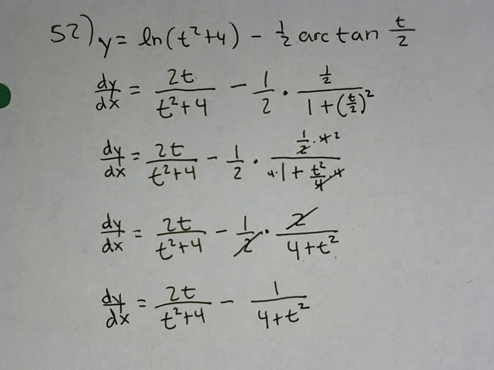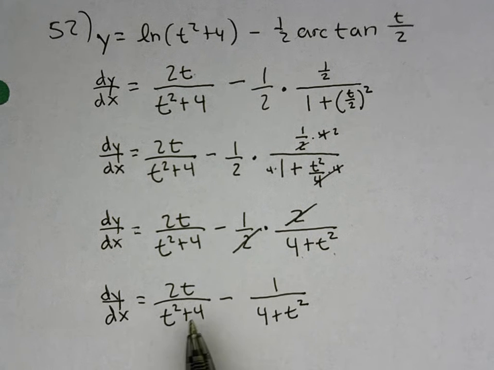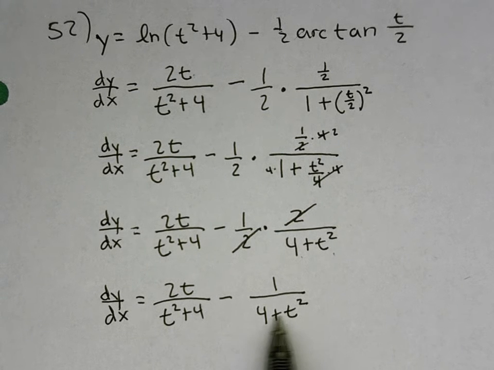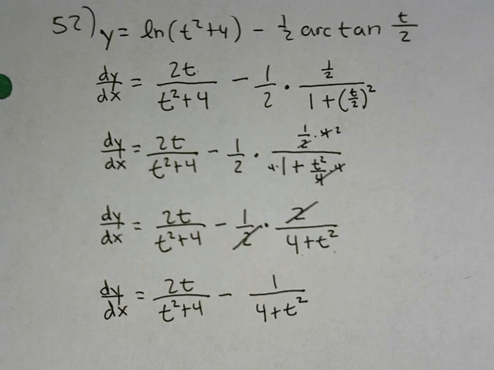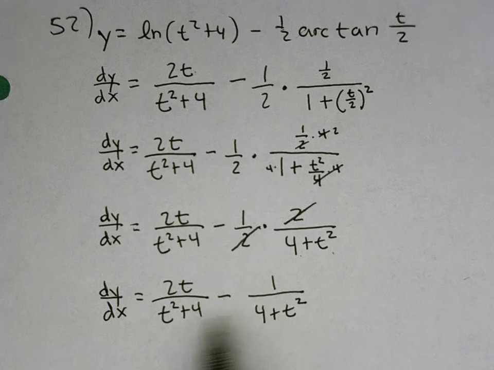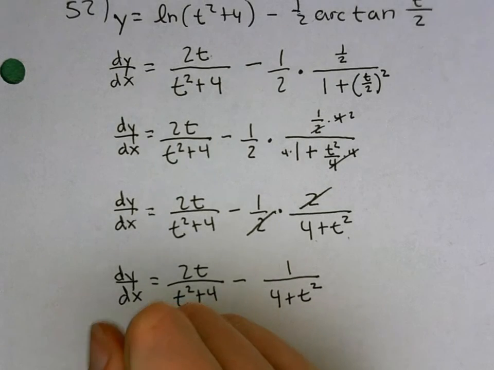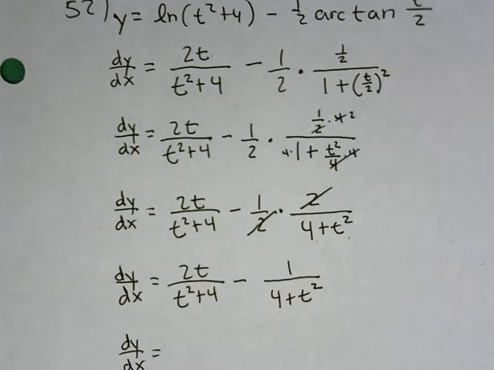Okay, as I now look at the 2t over t squared plus 4 minus 1 over 4 plus t squared, I'm thinking common denominators, and in fact, these actually already are a common denominator, right? If I wanted to, I could just flip these two terms, make this t squared plus 4, right? And it would be the same denominator. So these actually already are common denominators, and so I can just combine them.